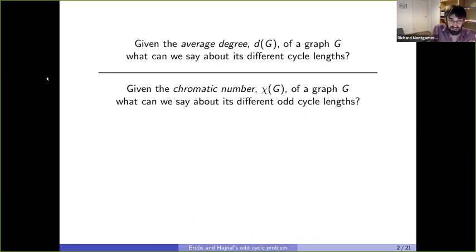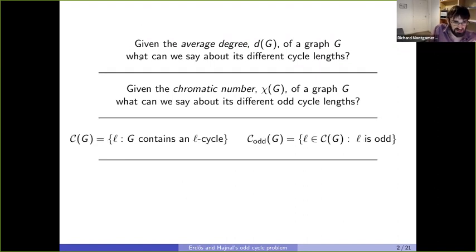Of course, such a graph could be bipartite, so it might have no odd cycles. So if I'm interested in odd cycle lengths, then maybe a natural condition is to tell you what the chromatic number of a graph is instead. Now, I'll use some little notation. The cycle space of a graph, C of G, is the set of integers for which I can find a cycle of that length. And then I'll add a subscript, odd, to consider just the odd cycles in a graph.